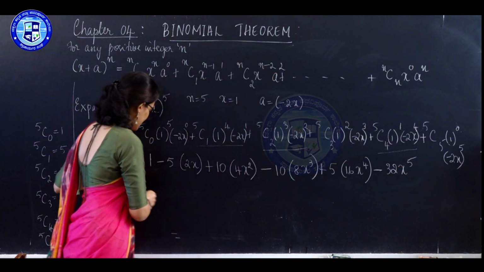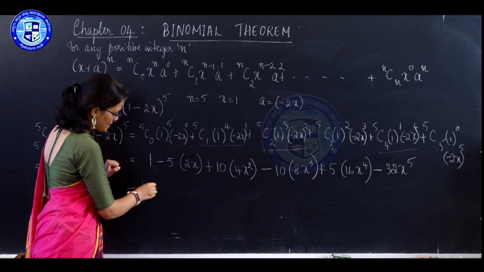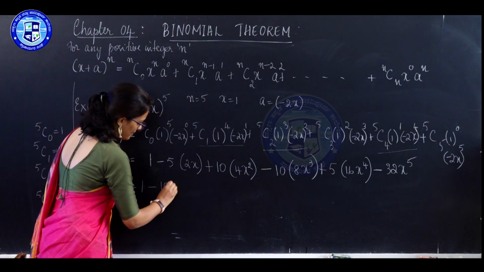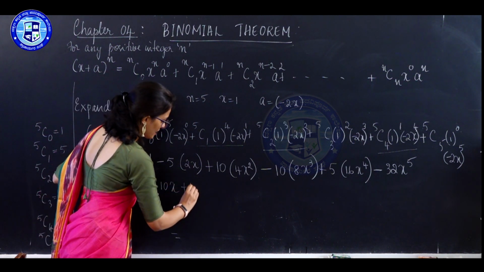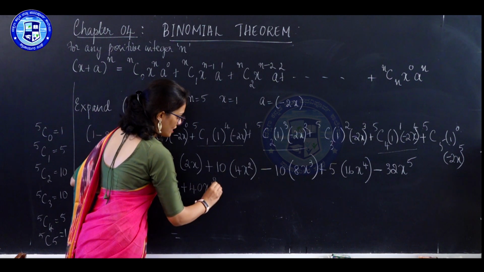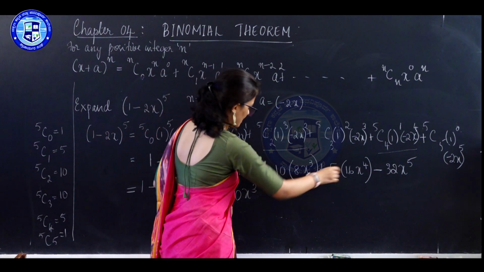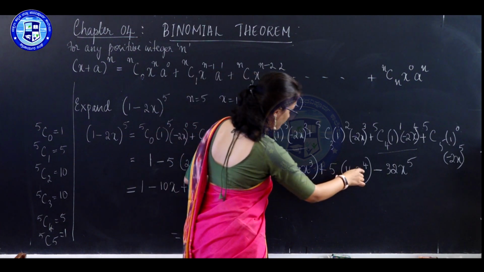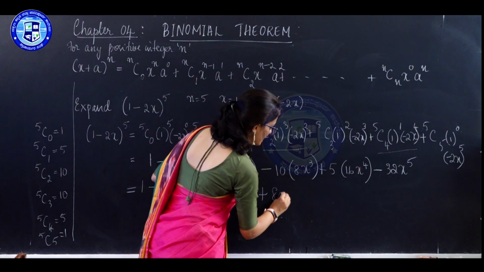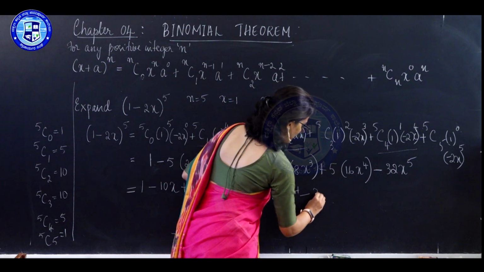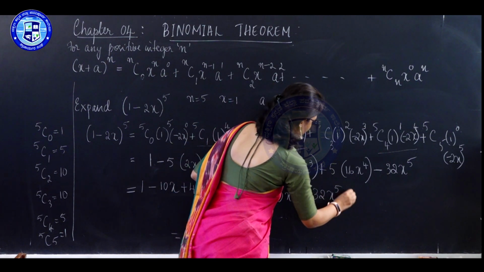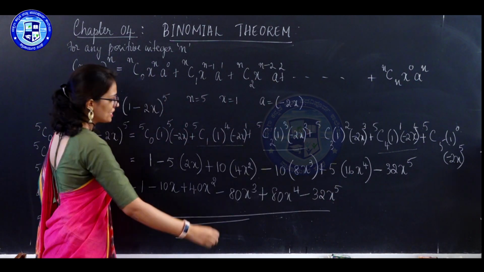Now let us simplify this, let us multiply and write the answers. 5 into 2 is 10, this will be plus 40x square, this will be 80x cube, this one will be 5 into 16 is again 80, x to the power 4 minus 32, x to the power 5. So this is our required expansion.